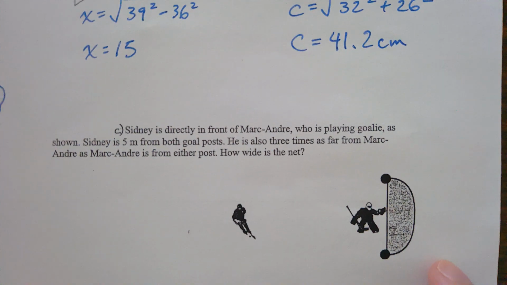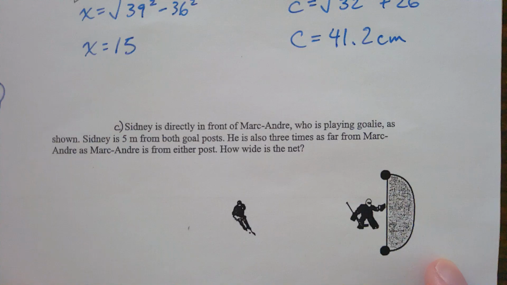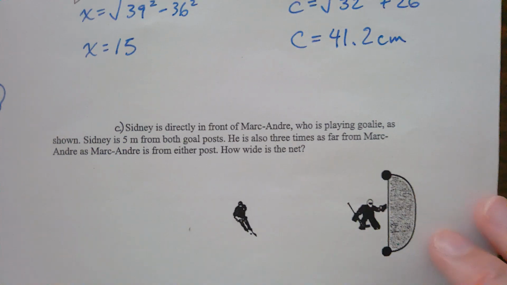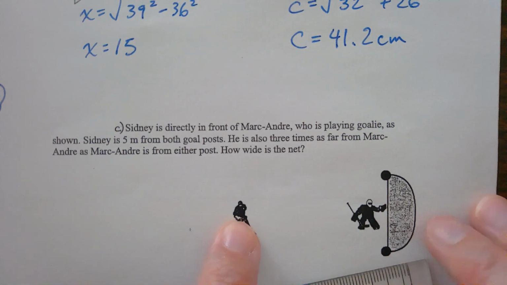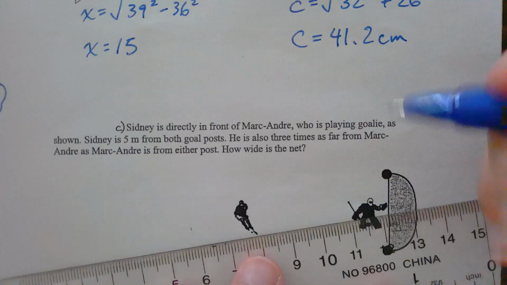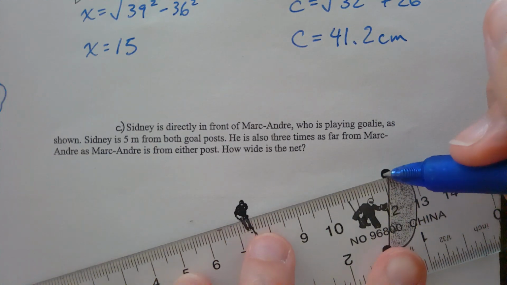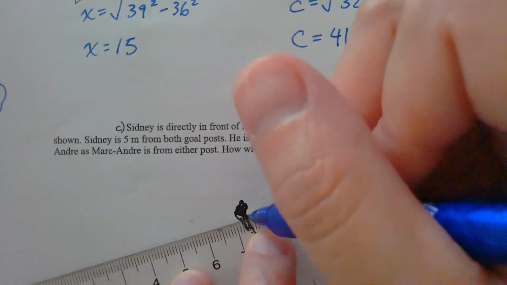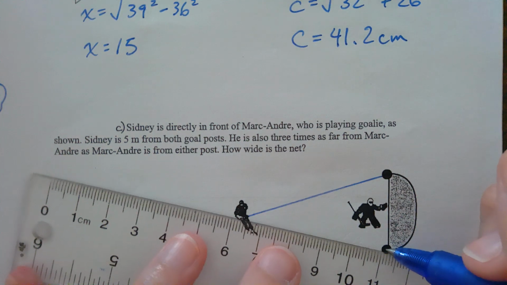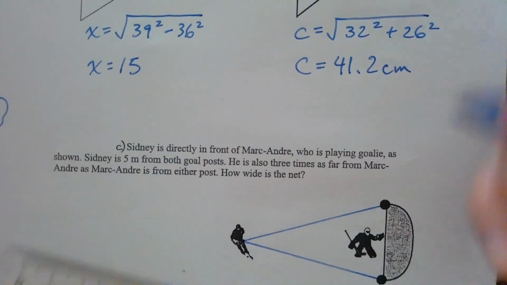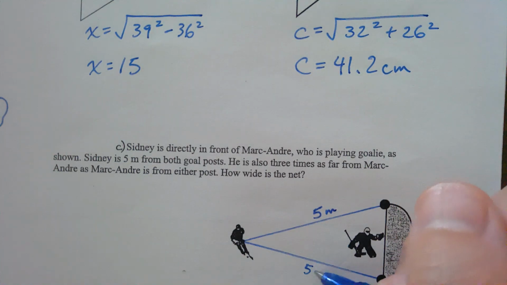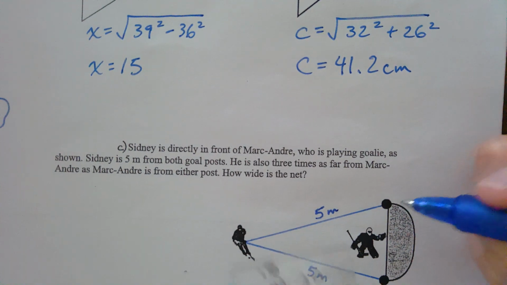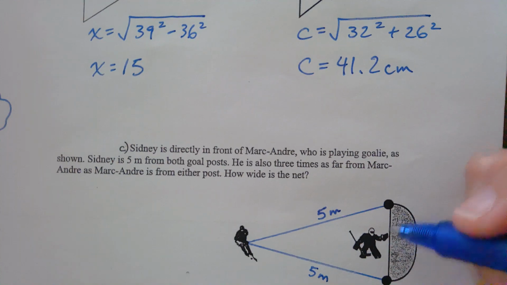Okay, this one, some people had trouble with this because it's a word problem. It's not as bad as it seems. Okay, so this is Sydney. Sydney is in front of the goalie, and his distance to either post is 5 meters. So this is 5 meters, this is 5 meters. That's the goalie standing in between the pole.